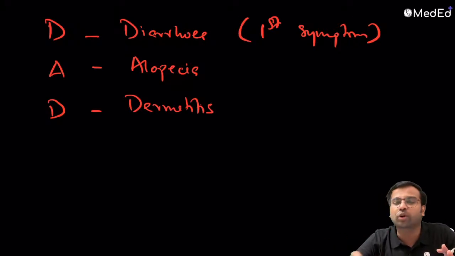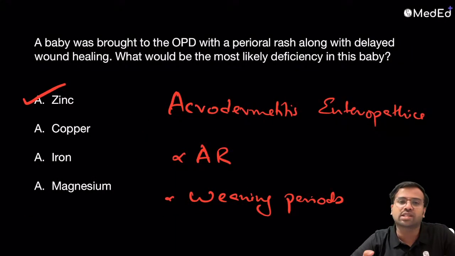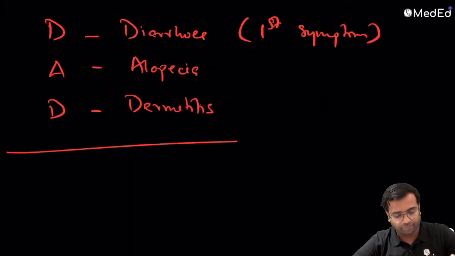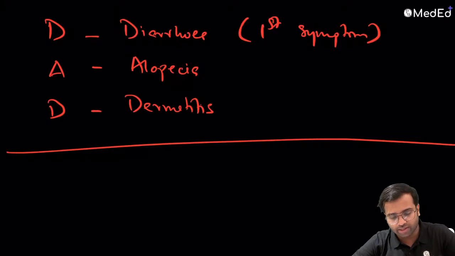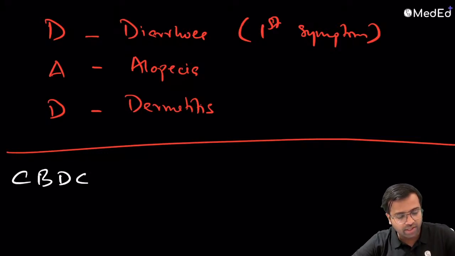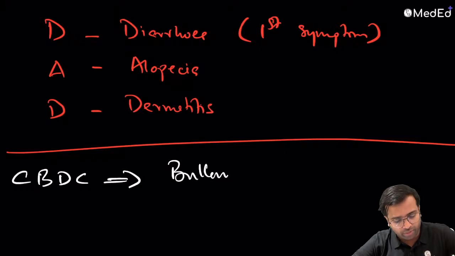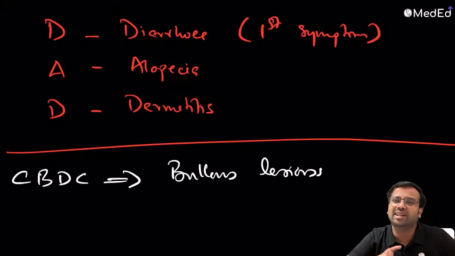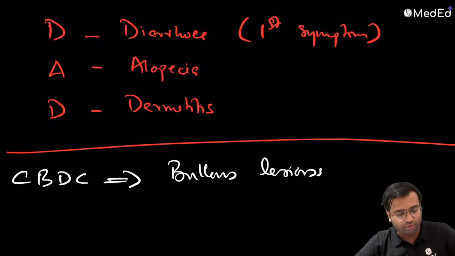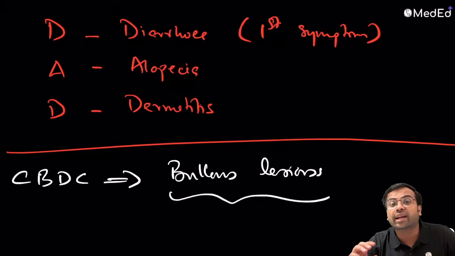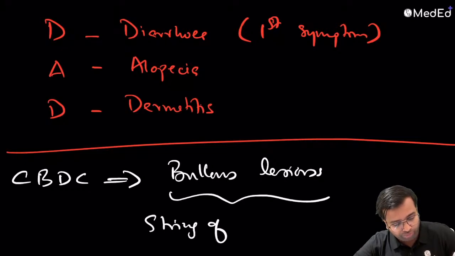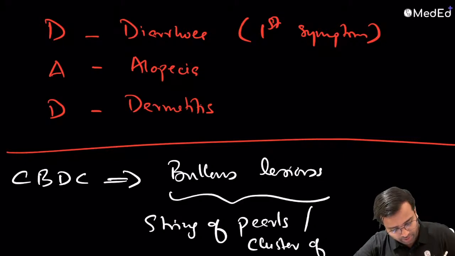But if you ask about chronic bullous disease, in this condition, which is called chronic bullous disease of childhood, you are going to get bullous lesions, vesiculobullous lesions. That does not look similar because there you can find these vesiculobullous lesions arranged in a peculiar pattern. Now, what is this pattern compared to? It's compared to a string of pearls or cluster of jewel appearance.